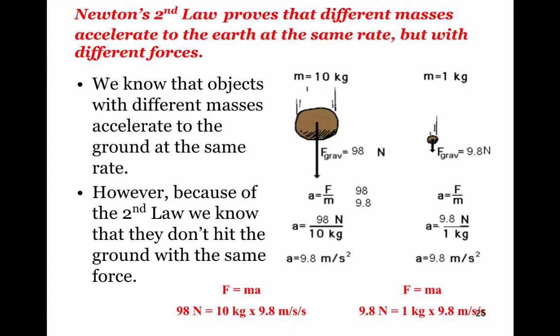So Newton's second law proves that different masses accelerate toward the earth at the same rate but with different forces. We know that objects with different masses accelerate to the ground at the same rate. However, because of Newton's second law, we know that they don't hit the ground with the same force. The force of the first boulder or rock that is falling, that is 10 kilograms, is 98 newtons, whereas the small pebble is 9.8 newtons.